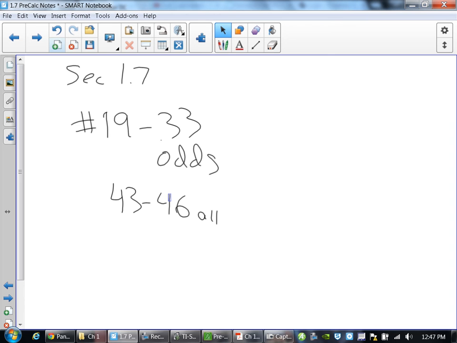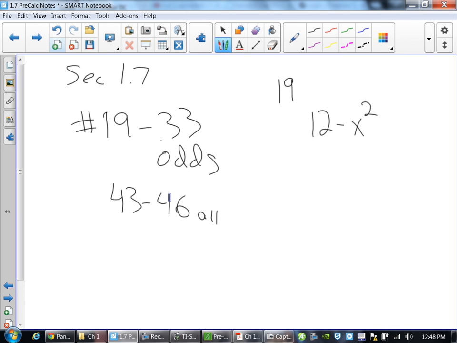Okay. This is on page 81 in 1.7, problems 19 through 33. It's asking you to identify the parent function and then describe how it's being moved. For example, number 19 says 12 minus x squared, g of x. Part A, what's the parent function? X squared. So the parent function here is f of x equals x squared. Now, what did they do to this function? I would rewrite it in standardized form, as negative x squared plus 12. What's your a value? Negative 1. So in part B I can say that a is negative 1.